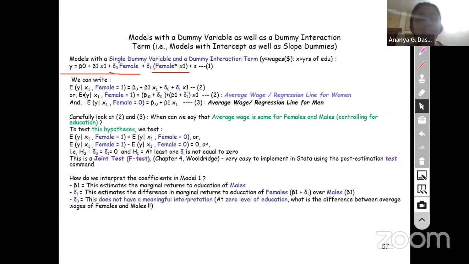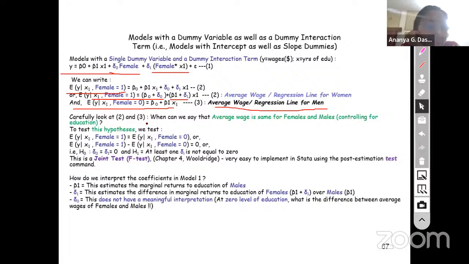So if you were to just write it out, for the two categories, female equal to 1 versus female equal to 0, you'll see that for female equal to 0, that is the average regression line for men, it's just beta naught plus beta 1 x1. Whereas if you look at female equal to 1, then you'll see that the intercept is now beta naught plus delta naught and the slope is beta 1 plus delta 1, by just plugging in female equal to 1 and then working out this model. Okay.